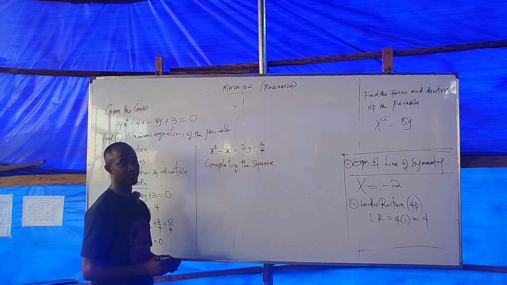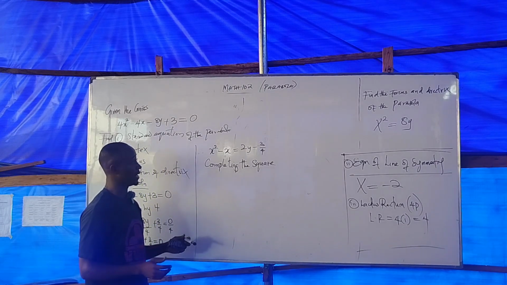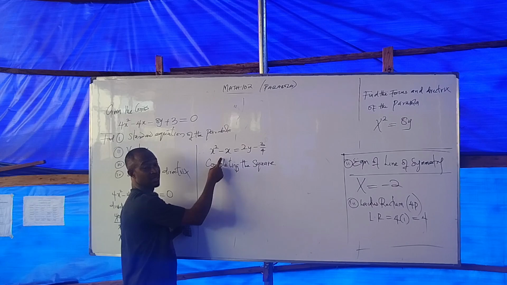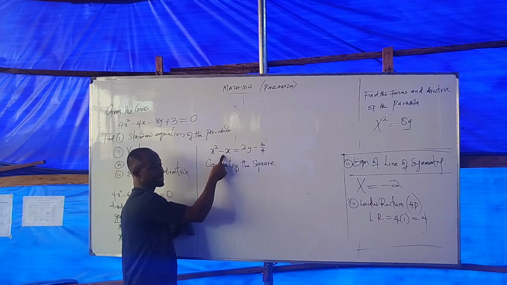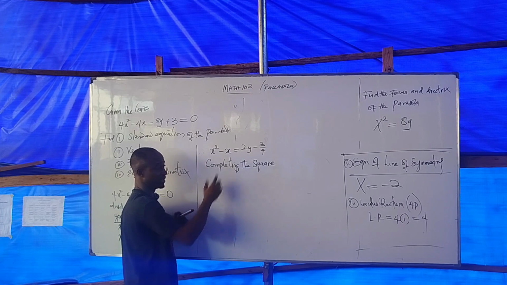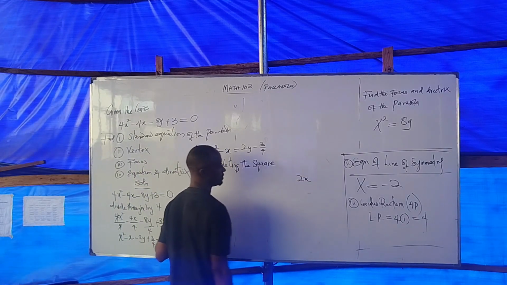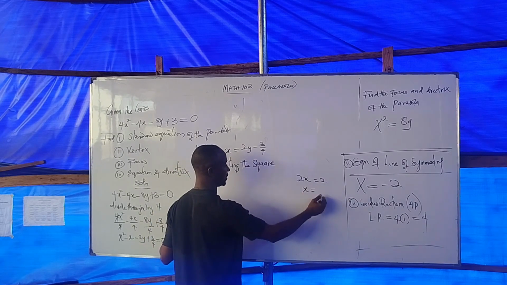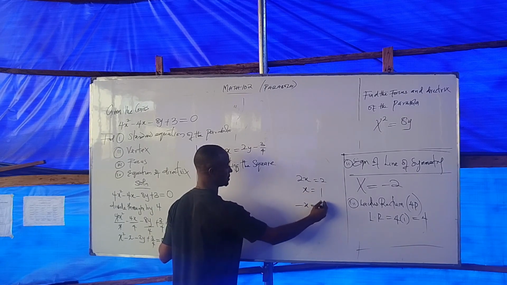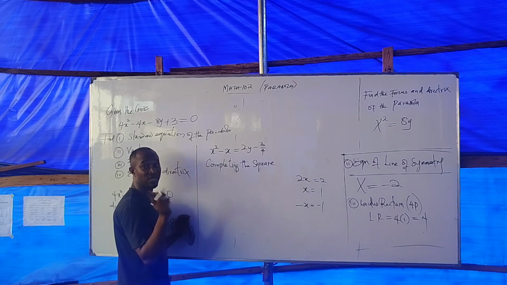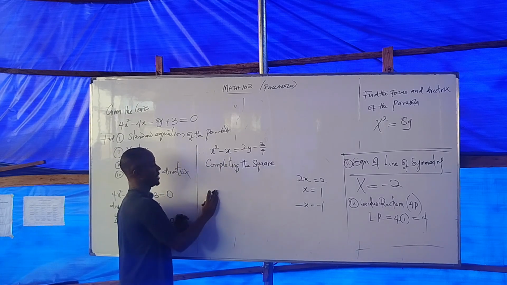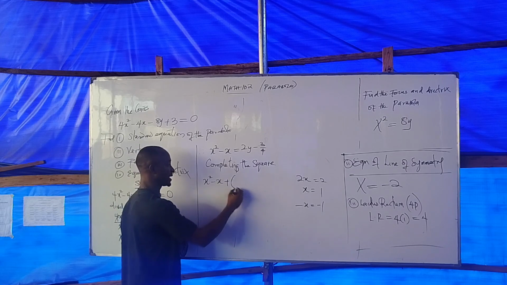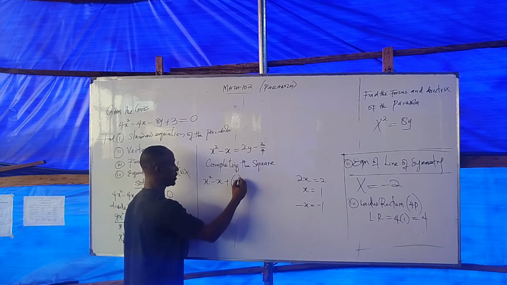How do we do that? We add the square of half the coefficient of x to both sides. If I have 2x, the coefficient of x is 2. If I have x, it is 1. If I have minus x, it is minus 1. That means the coefficient of x here is minus 1. And we have x squared minus x plus, in brackets, minus 1 over 2, all squared.